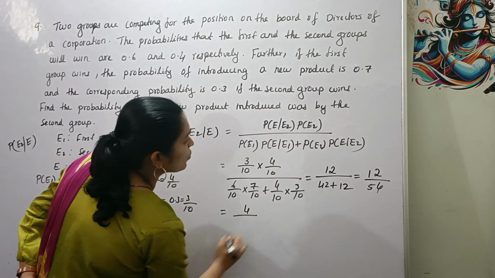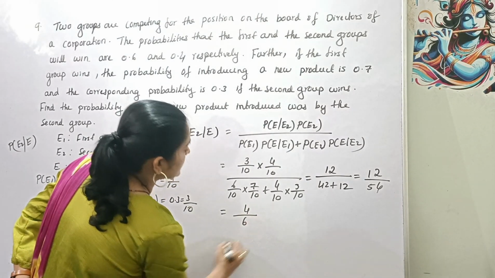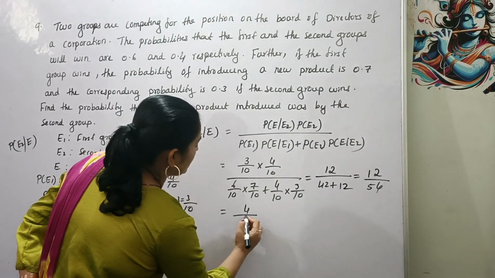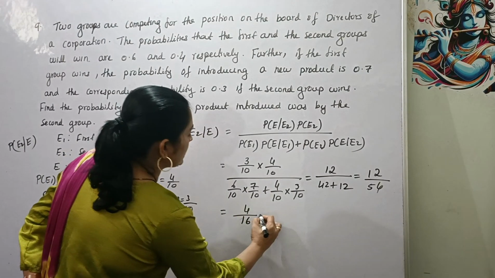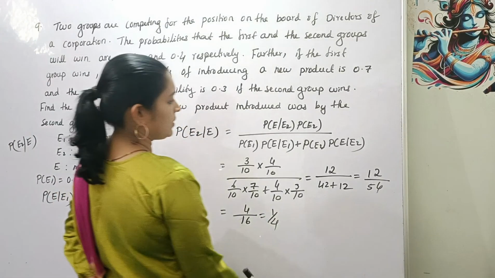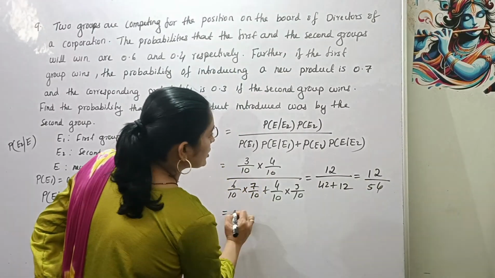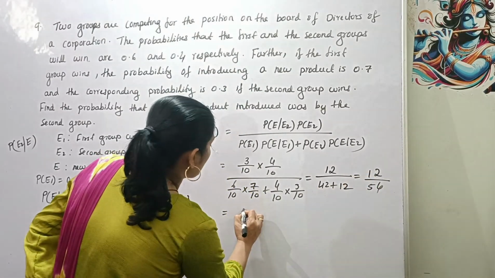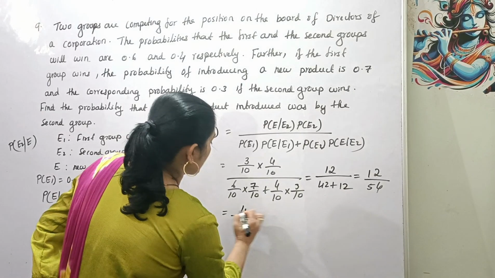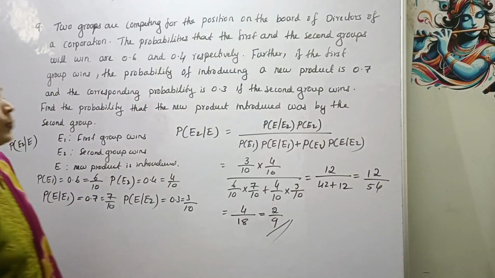That is equal to, simplifying: 12 divided by 54, dividing numerator and denominator by 6, that is 2 divided by 9. So the answer is 2 by 9.